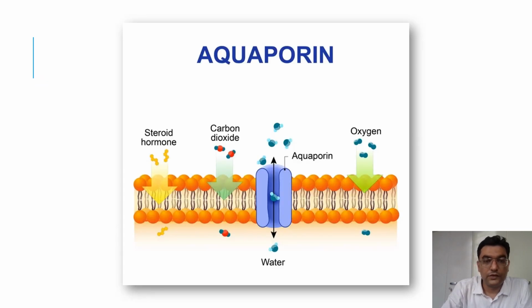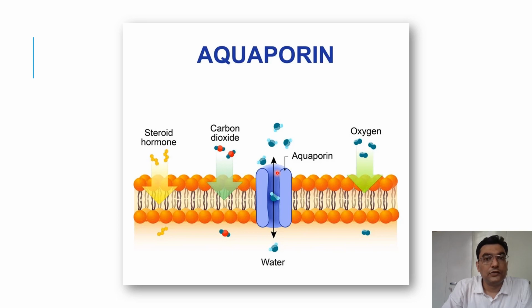Now for the movement of the molecule through the lipid bilayer, it should be highly lipid soluble. For example, steroid hormones, carbon dioxide, or oxygen are highly lipid soluble, so they simply diffuse through the lipid membrane. There are also some important protein pores, known as aquaporins. Aqua means water, so these aquaporins are for the movement of water.